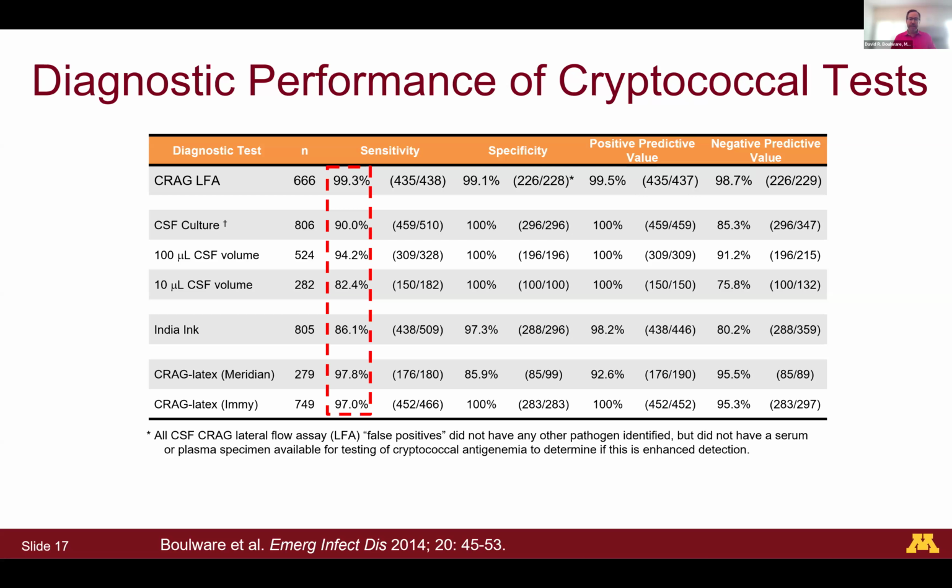India ink was only 86% sensitive in this cohort. And the most common diagnosis among people with a negative India ink was still cryptococcal meningitis. So it's not a very good test, because the negative predictive value was only 80%. Not ideal. And then the different manufacturers of the latex agglutination had notably different specificity with those assays.